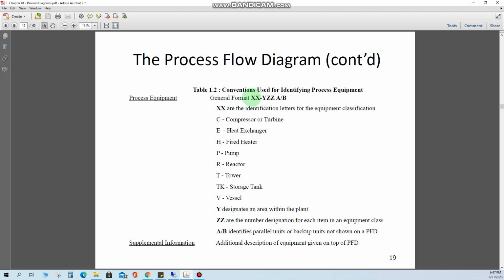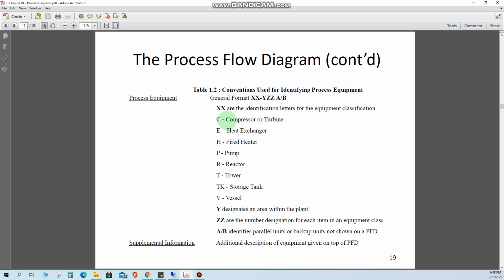The basic general format is XXYZZA/B. Now how can we use this format for specifying any of the equipment, and how can we write down the name of any of the equipment on the flow sheet? The XX here is the identification letters for the equipment classification. XX represents the identification letters for the type of equipment that you're using.